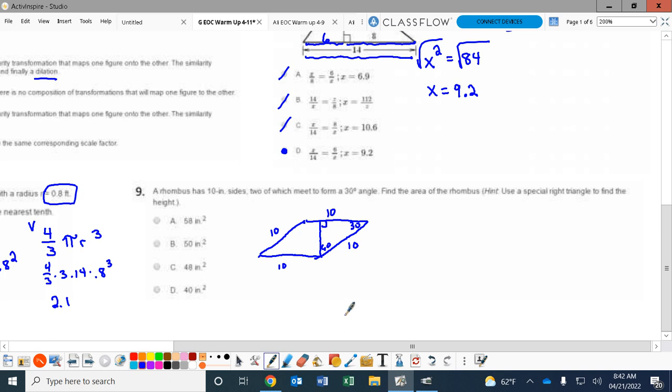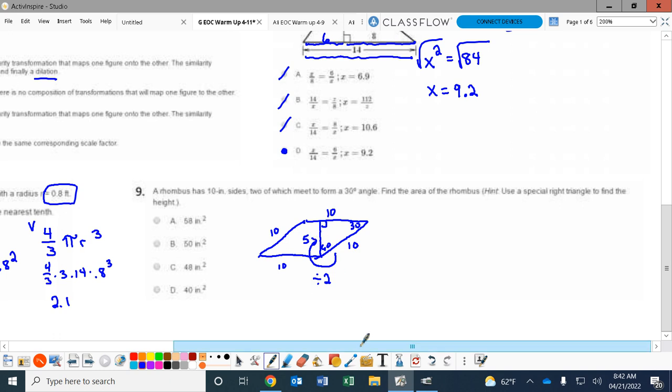This is not hard math though, guys. You can do this part pretty easily. I just need you to know the magic number. Do you remember what the magic number is on a 30, 60, 90 to go from the hypotenuse to the short leg? Divide by 2. Very good. So 10 divided by 2 is going to put you at 5. And that gives you your height. Guys, from there it's easy.